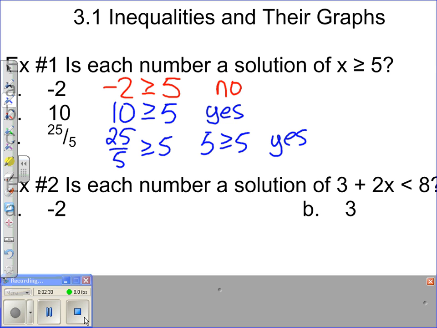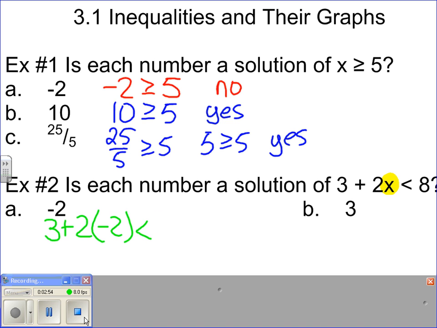And I'll help you start the problem. You put -2 in for x. And then you put 3 in for x, and you work out the problems and see if the answer is less than 8. So you put in 3 plus 2 times -2. And then you work that out and see if it's less than 8. Then you check the other side, 3 plus 2 times 3, and work that out and see if it's less than 8. So go ahead and multiply both sides. See if the answer is less than 8 for each one. I'll give you a minute to do that.